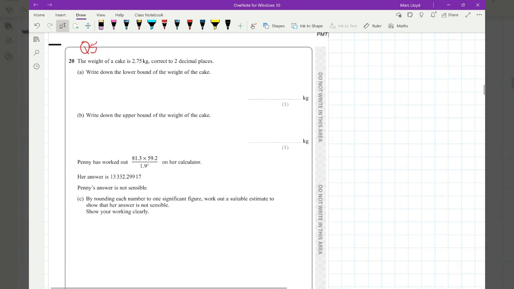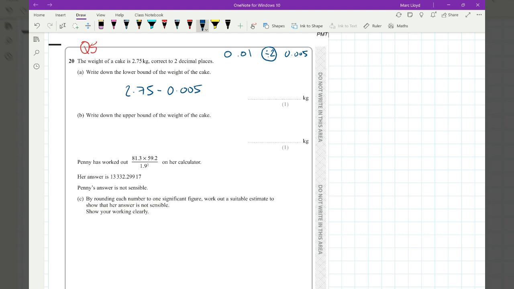Racing away. Question 5. The weight of a cake is 2.75 kilograms, correct to 2 decimal places. So that's to the nearest 0.01. Write down the lower bound of the weight of that cake. So if you halve the accuracy measure, so 2 decimal places is to the nearest 0.01, if you halve that number, it gives you 0.005. And then you have to subtract it to get the lower bound.